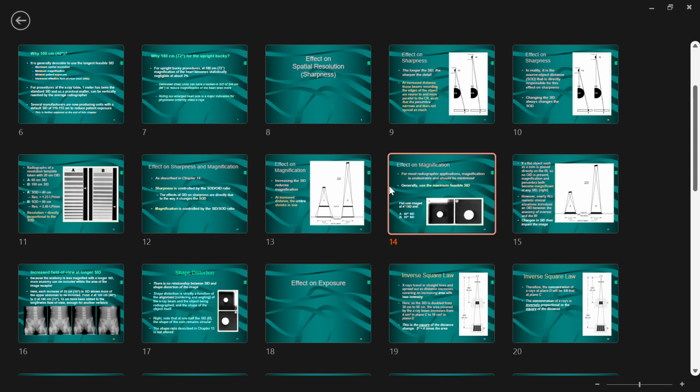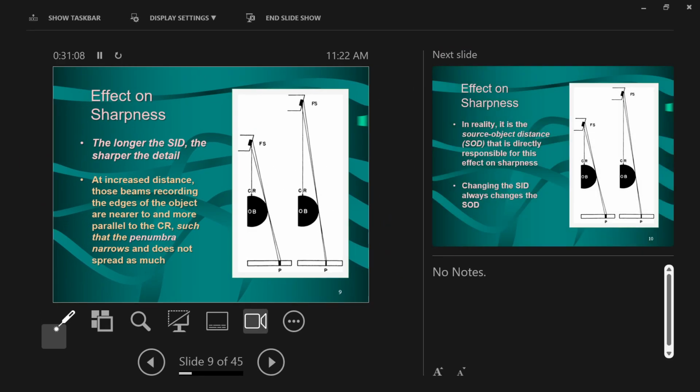So the takeaway from all of this is you want the longest possible SID. For whatever exam you're doing, you want the longest feasible SID, and in the next set of notes, I'm going to talk about OID, object to image distance. When we look at this, there's a focal spot, there's an image receptor down here, and the distance between them is the SID. But there's also an object and its distance to the image receptor. That's OID, the subject of the next set of notes we're working on.